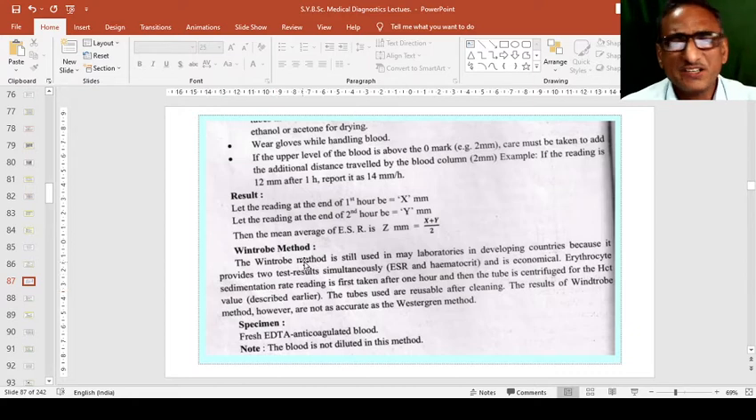Now, the Westergren method is still used in many laboratories in developing countries because it provides two test results simultaneously, and it is very economical. The erythrocyte sedimentation rate reading is first taken after 1 hour, and then the tube is centrifuged for the HCT value, and then another calculation can be made.